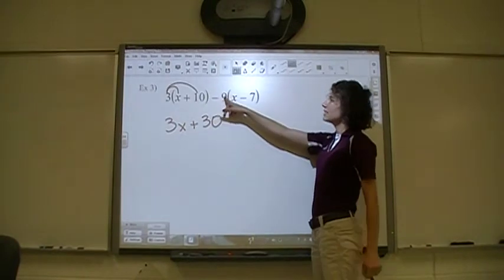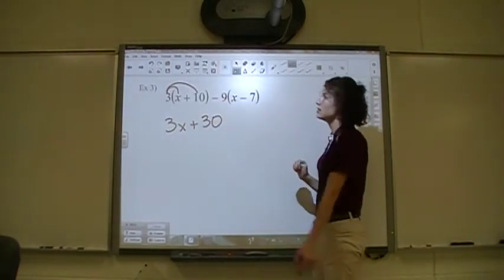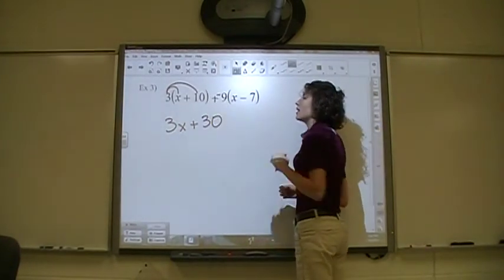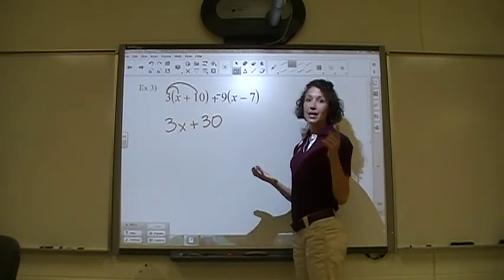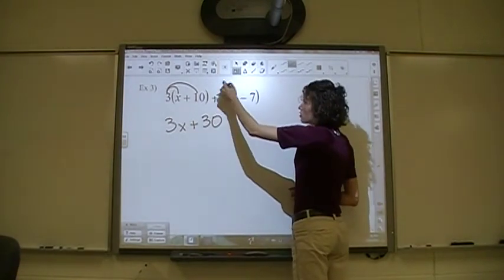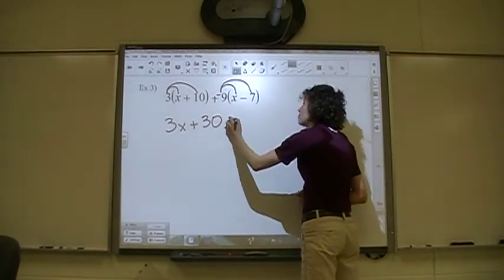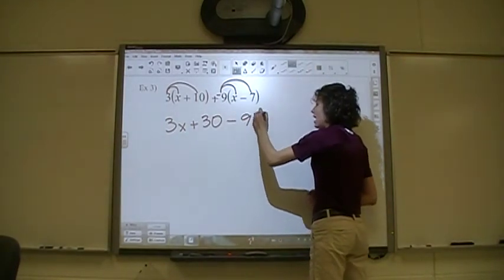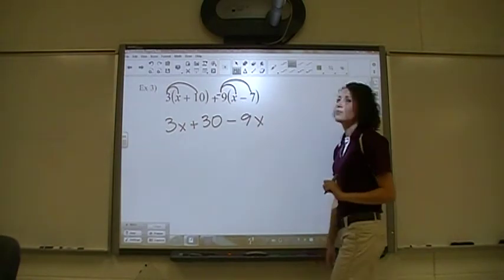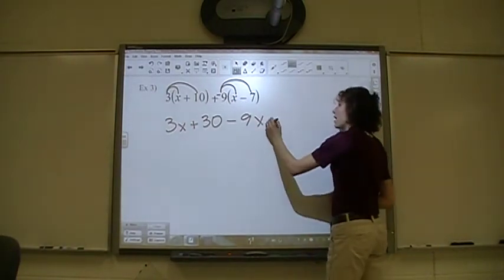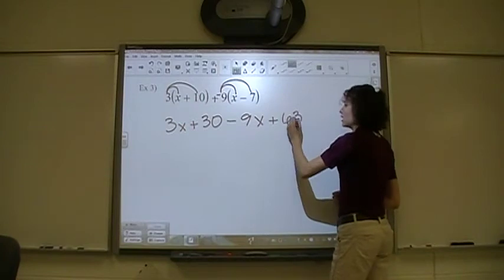Now again, we have a minus 9 times the quantity of x minus 7. You can make this plus a negative 9, so you remember to distribute the 9 and the negative sign. So we need to draw our rainbows and distribute that negative 9. So we're going to have minus 9x. Then negative 9 times negative 7 is going to give me a positive 63.